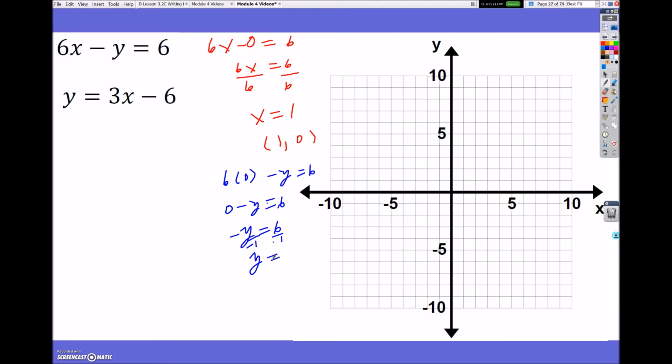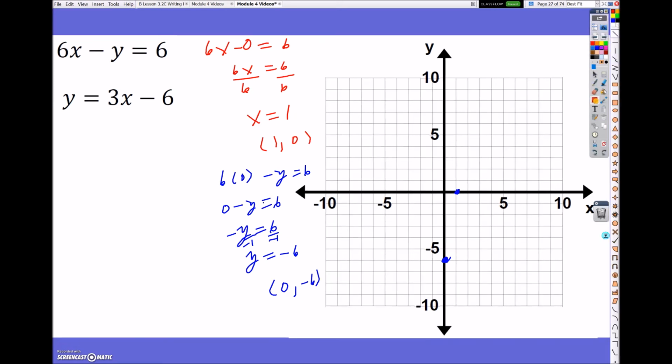that will give me y is equal to -6. So then that would be my y-intercept. When I plugged in 0, my y-intercept was -6. So I'm just going to plug in these 2 points. And I'm also going to go ahead and graph it as well.